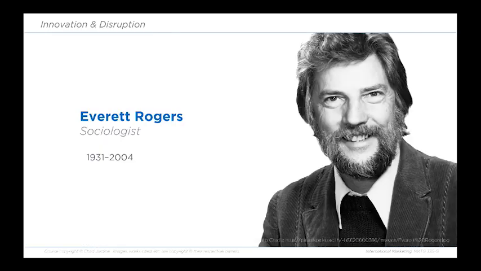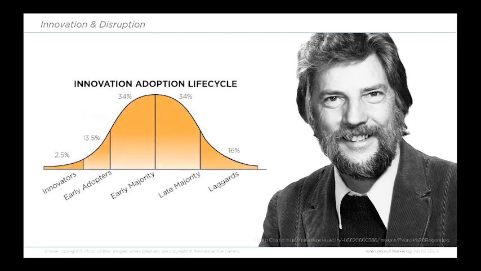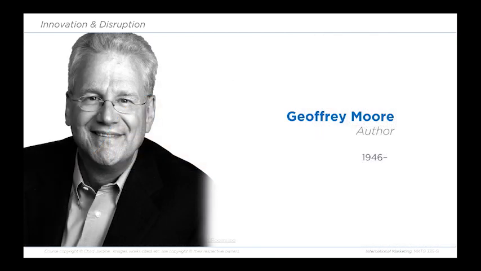This guy's named Everett Rogers, and he introduced the innovation adoption lifecycle, which you've probably seen flavors of many times in your lives. He introduced the concept of innovators, early adopters, early majority, late majority, and laggards. And so these things originate with him. This was followed up on by Jeffrey Moore.